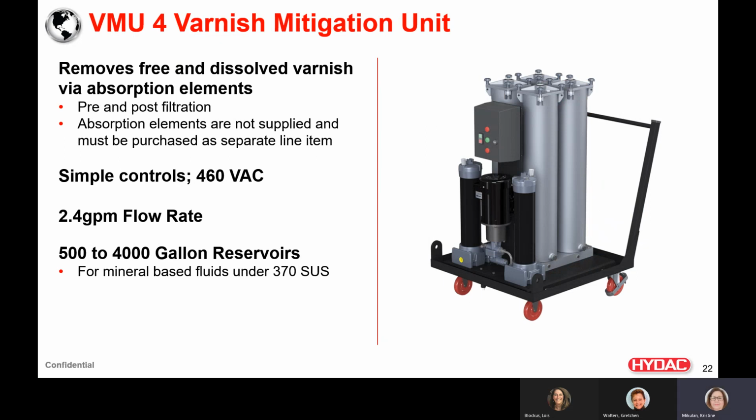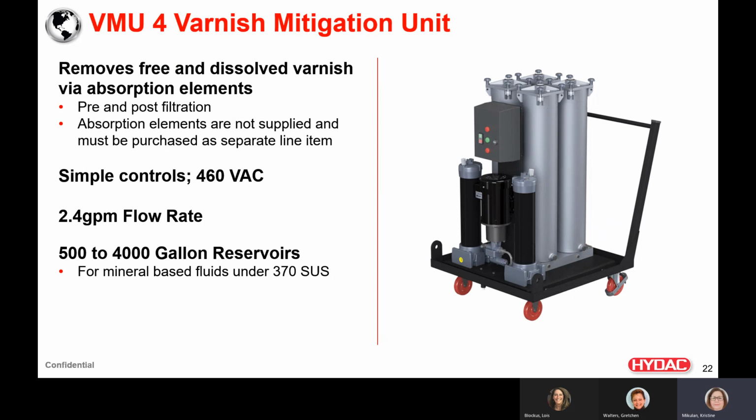Our VMU4 is our varnish mitigation unit. This unit is used to remove free and dissolved varnish via absorption elements. The VMU4 has 4 absorption elements, as well as pre and post filtration. This would be used to catch any particulate contamination before it enters the absorption elements. With this unit, the pre and post filter will be included. However, the absorption elements are not supplied and they're purchased as a separate line item.